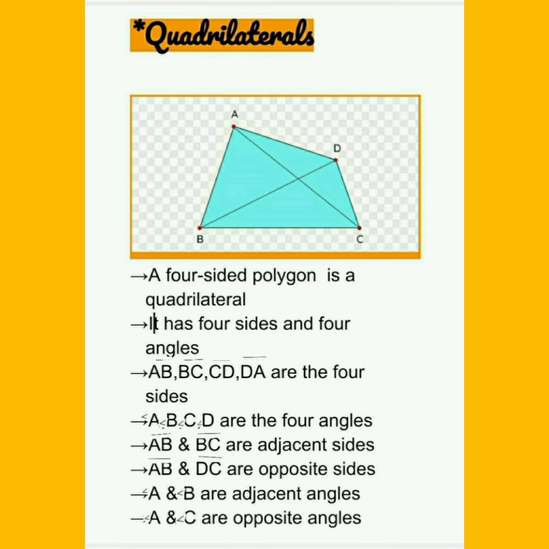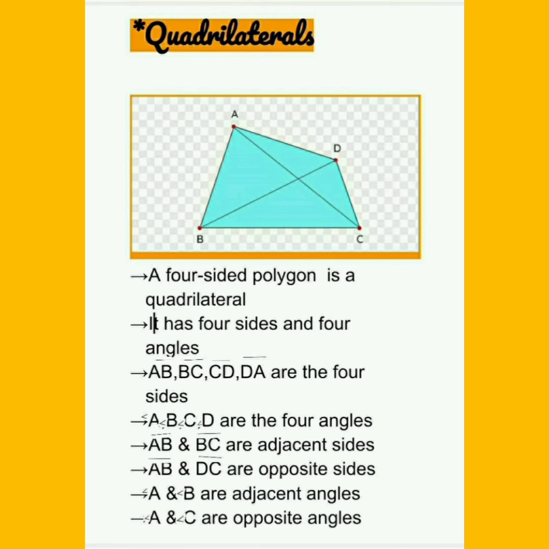Now moving on to quadrilateral. Now, after a three-sided figure called triangle, we will move on to a four-sided polygon, that is a quadrilateral. Now, a quadrilateral is a four-sided figure. So, as the name suggests, it has four sides and four angles. Now, which are the sides? AB, BC, CD and DA are the four sides. And angle A, angle B, angle C and angle D are the four angles of the quadrilateral.